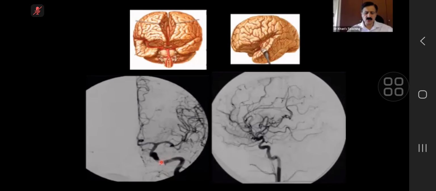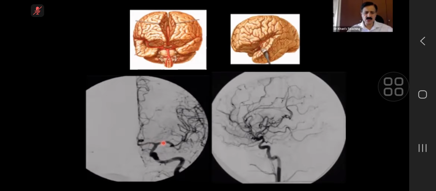It passes through the carotid canal here. This thing, which is more dense because the artery is coming towards you and you are visualizing it end on, is the cavernous portion. Then is the supraclinoid portion. Now, from the supraclinoid portion, the MCA goes here and the ACA goes here.